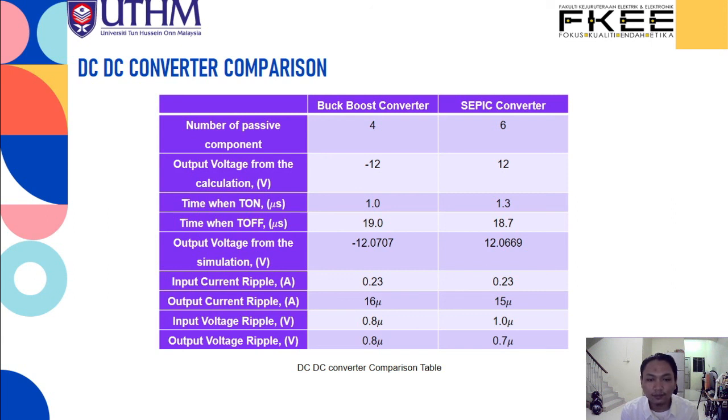The input current ripple for the buck boost and the SEPIC converter is the same, 0.23 amp. The output current ripple for the buck boost converter is 16 microampere, and for the SEPIC converter is 15 microampere. For the input voltage ripple, the buck boost converter is 8 microvolt, and for the SEPIC converter is 1.0 microvolt. Lastly, for the output voltage ripple, the buck boost converter is 0.8 microvolt, and for the SEPIC converter is 0.7 microvolt.